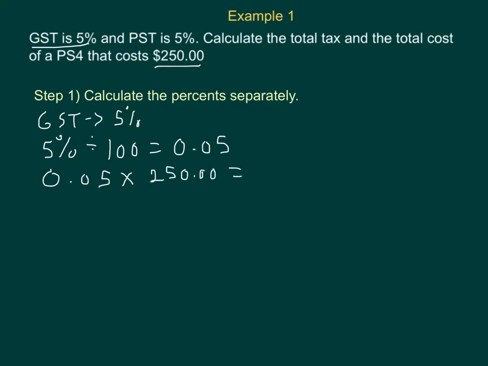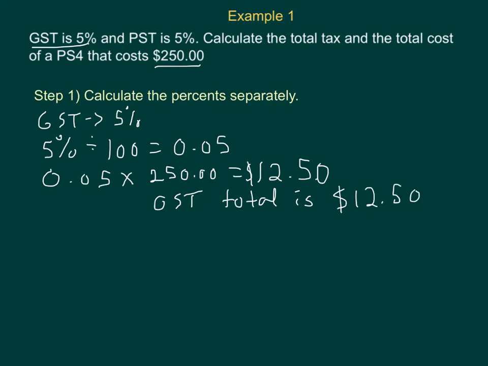And that gives us 12.5. But it has units, so it's dollars: $12.50. So our GST total is $12.50. Now we've done GST, we found out what our GST amount is. Now we're going to look at what our PST amount is.